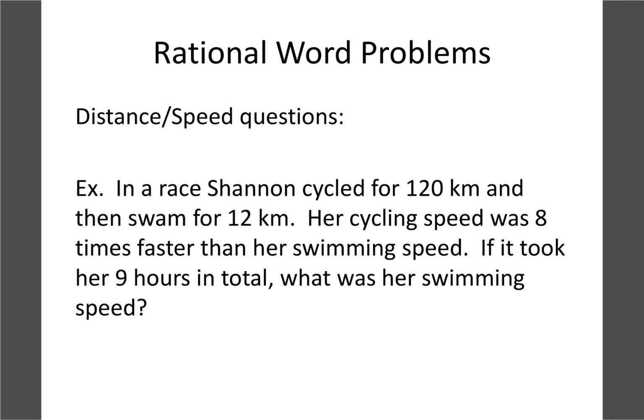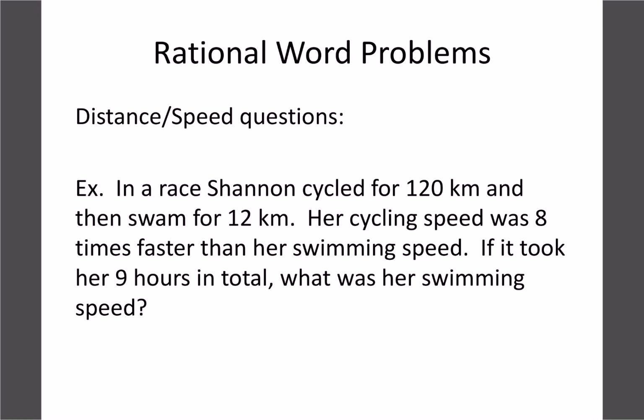So our last thing we've got to look at is some word problems. When you get word problems with rationals, you basically have to write the equation first and then solve it. And usually the hard part is writing out the equation. So this first type we're going to look at are distance-speed type questions. In this case, we've got 120 kilometers on her bike, swam for 12 kilometers, and her cycling speed was 8 times faster than swimming, 9 hours total. So lots of information.